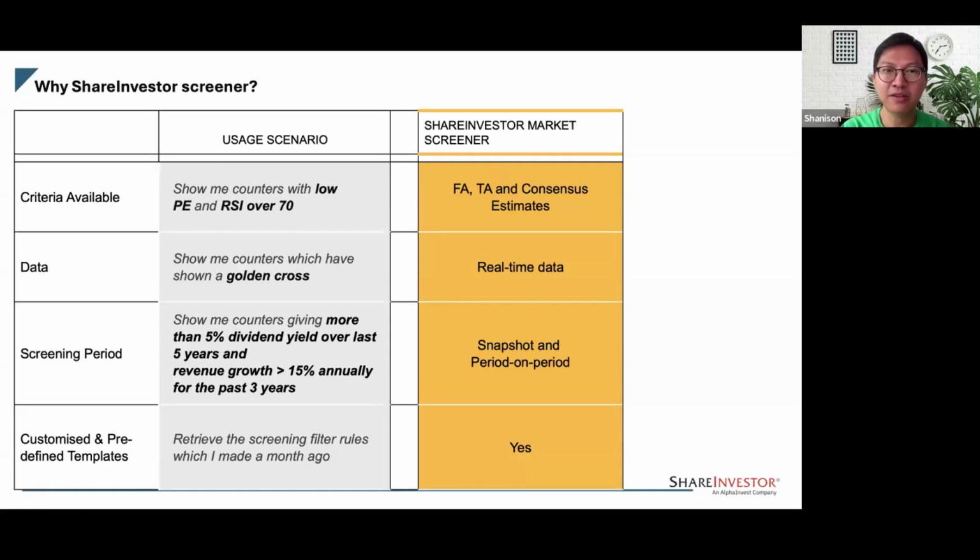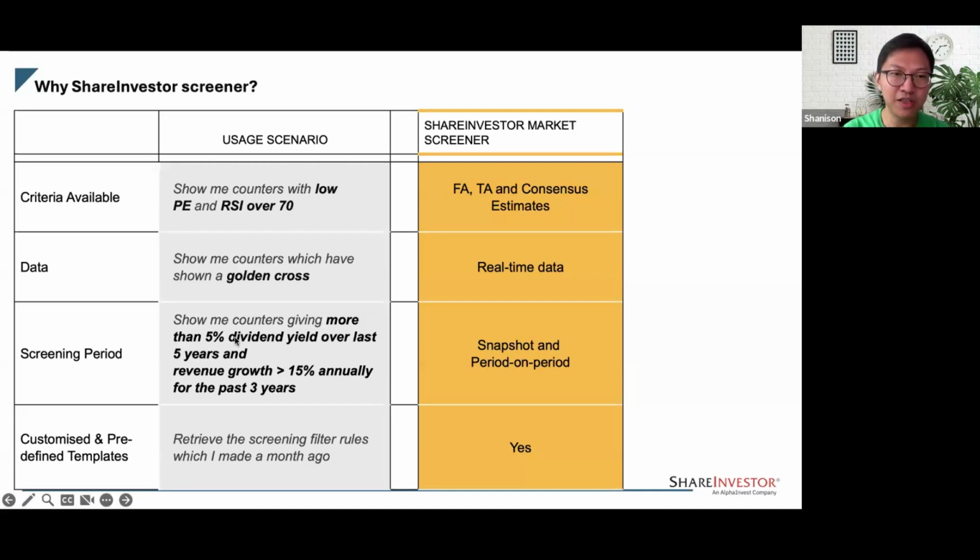And in terms of data, we are using real-time data. If you want to scan the markets using some TA indicators like a golden cross in terms of moving average, some platforms may provide you the data up to yesterday. But the market may have already moved today, and you might already miss the opportunity, or maybe the opportunity just came because of today's share price movements. We are able to scan in real time, based on the current share prices, to see whether the criteria hit what you are looking for.